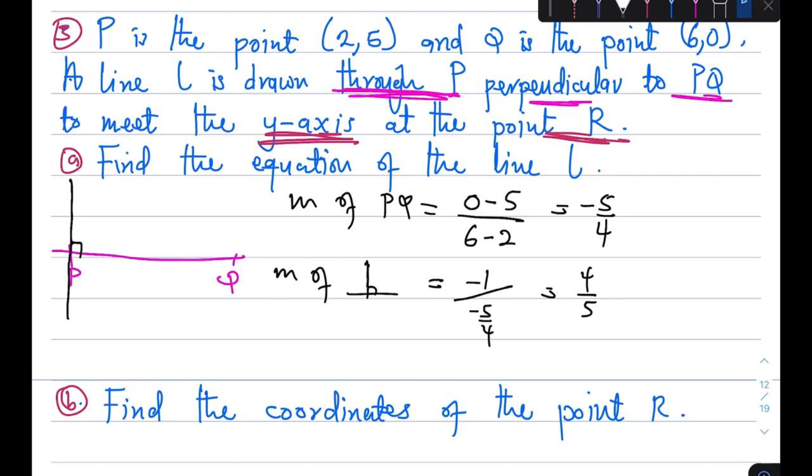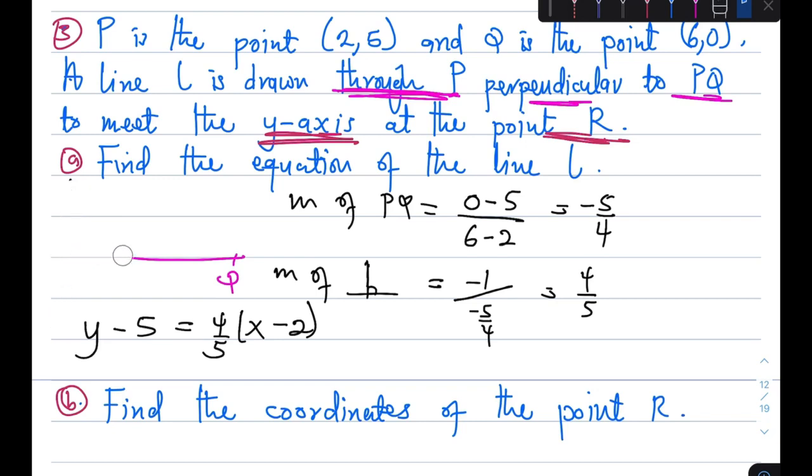So let's find it. That will become y minus y1. But since the line passes through P, we are going to use the coordinates of P in our workout. So y minus 5 is equal to the gradient, which is 4 over 5, times x minus x1, which is 2. Now I'm going to clean this space here so that we can do our workout there. All right, so let's bring the calculation here.